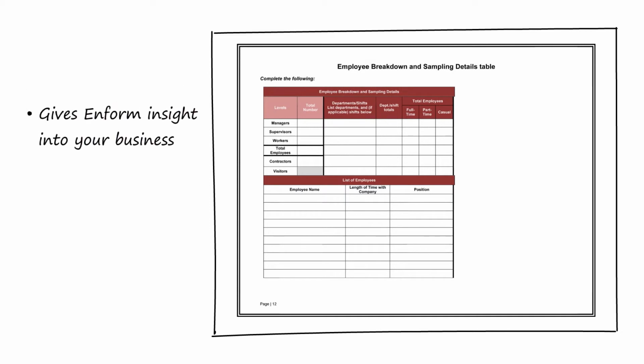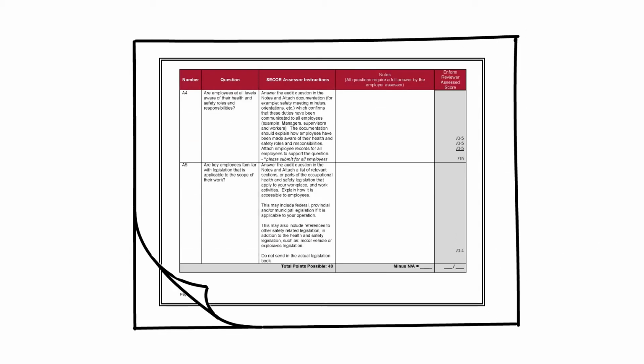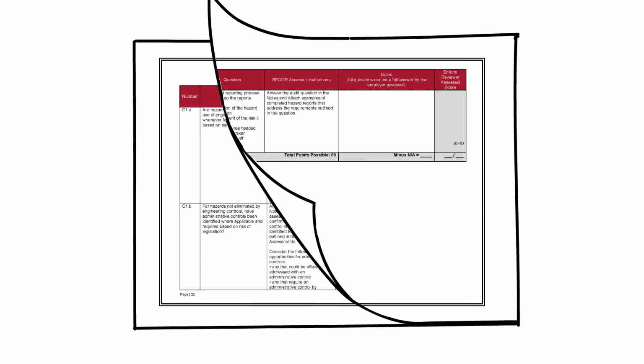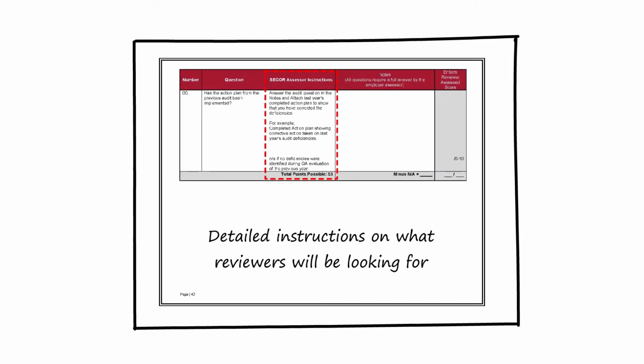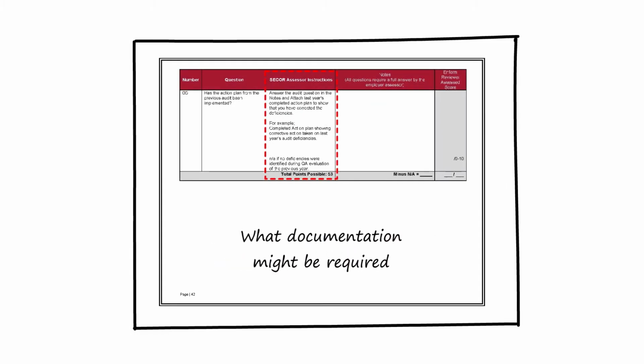This information gives Enform some insight into your business and your team and is used during the review process. Let's jump right into the audit document to see another new feature, Assessor Instructions. The audit document contains elements A through G in a table format, with a column for Assessor Instructions. I think you'll find this information really helpful when you're completing the audit. It's got detailed instructions on what the audit reviewers will be looking for, what documentation might be required, or simply some tips on answering the question.